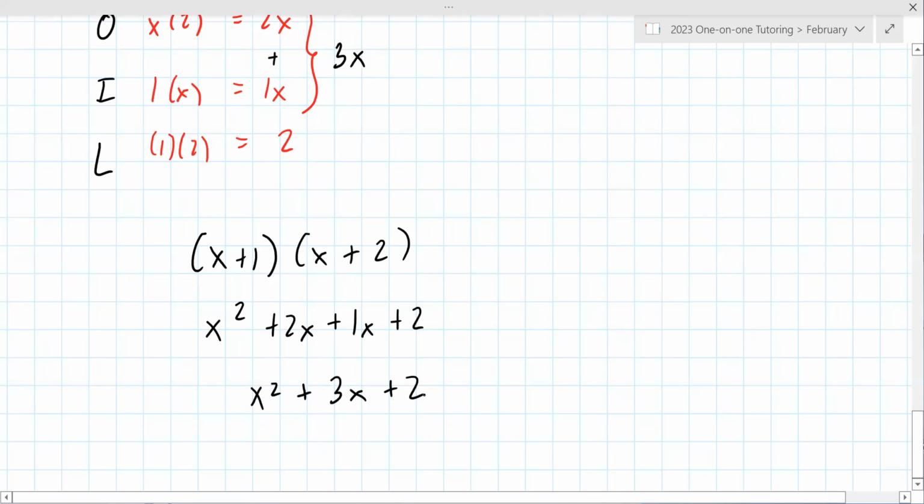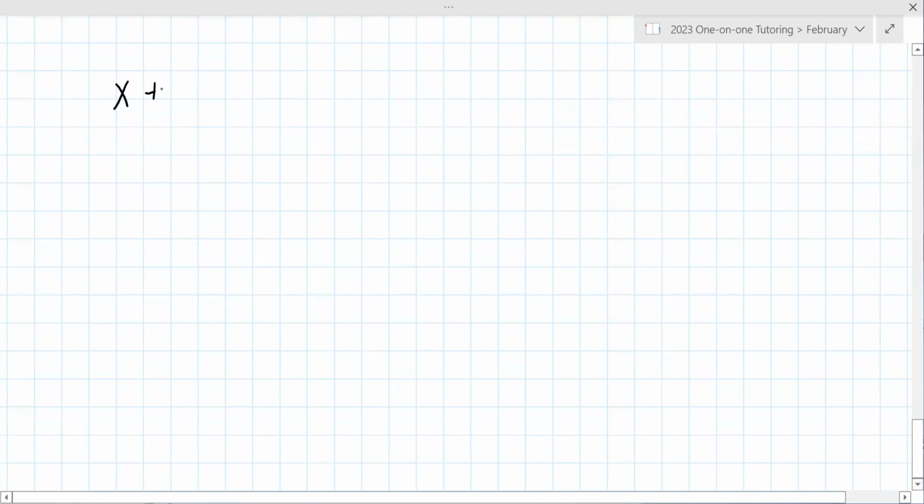So how do you multiply? Just like you did. First times the first, that's the x squared. x times x is x squared. x times the 2 is 2x. Then the 1 times the x is 1x. And then you do the 1 times the 2, that's 2. Okay, just like you did, so let's try another.